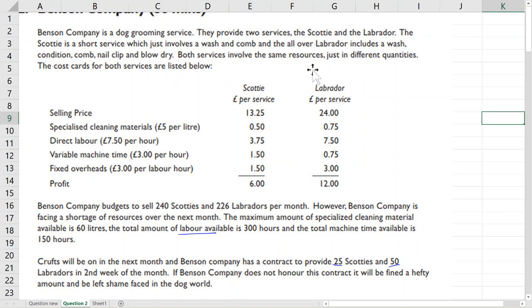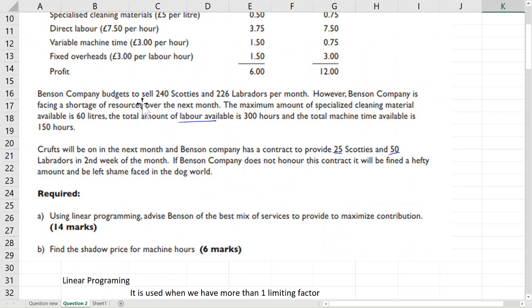Both services involve the same resources, just in different quantities. The cost card for both services is listed below. So cost is given, and the selling price, material, and everything. Benson Company budgets to sell 240 Scotties and 226 Labradors per month. However, Benson Company is facing a shortage of resources over the next month. The maximum amount of specialized cleaning material is 60 liters. Total labor hours available is 300 hours, and total machine time available is 150 hours.